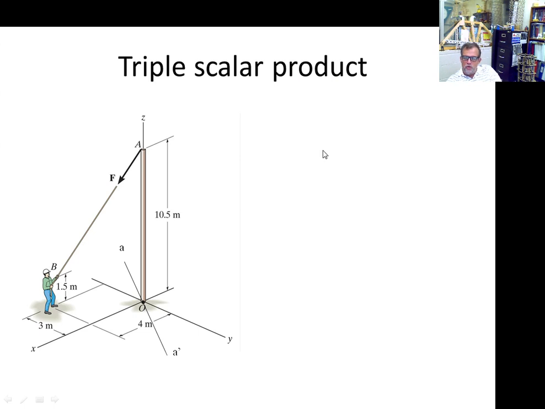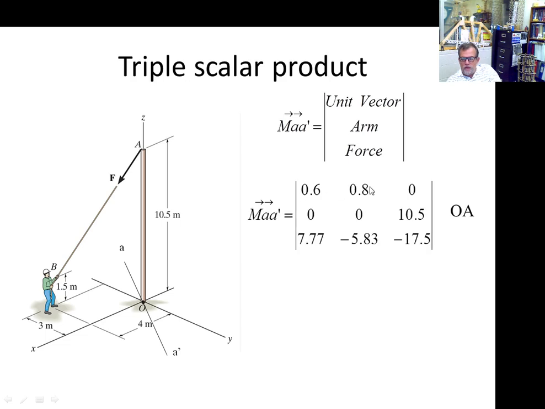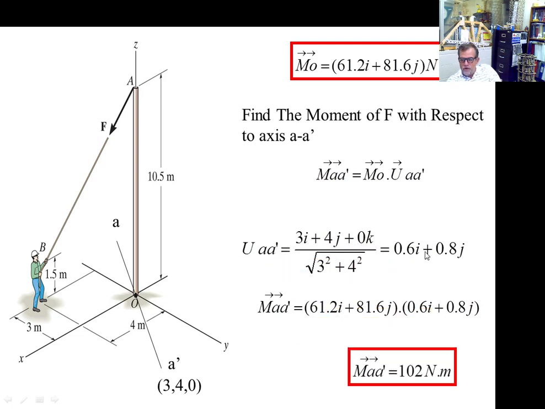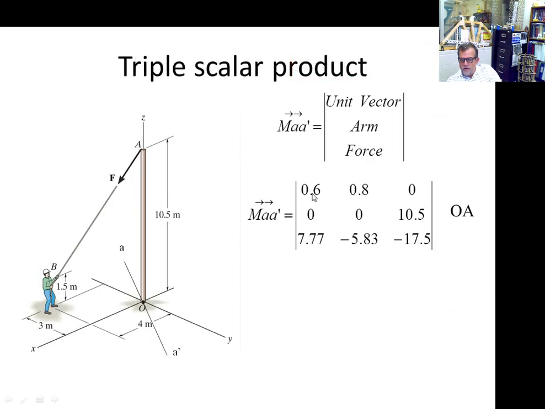So basically what you do is this. You put first, instead, remember i, j, k, r, and force. Now you put the unit vector of the axis, the arm, and the force. In this case, of course, you need the unit vector. Remember this point here, it was 3, 4, 0, and we calculated the unit vector before. So that's my unit vector, 0.6, 0.8, 0. So I'm going to use that, 0.6, 0.8, 0. And then I have 0, 0, 10.5, that's my R from here to there, and that's my force.